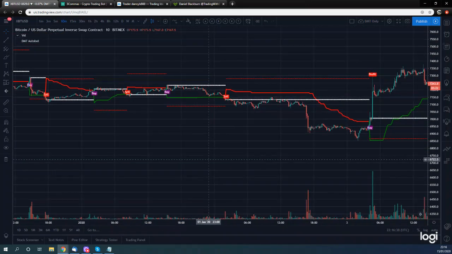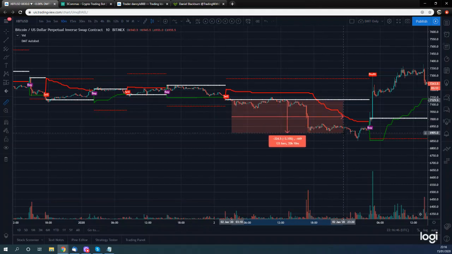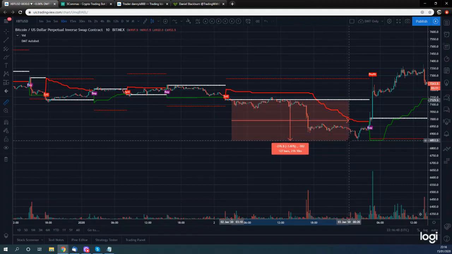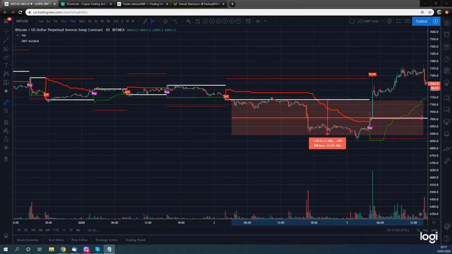So then we have a sell here. This sell goes down to here, which is 3.87. So we'll just say 3.9. Take away the 1.5 trailing stop. So that gives us a 2.4% gain.